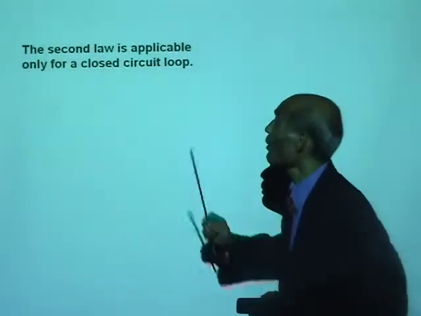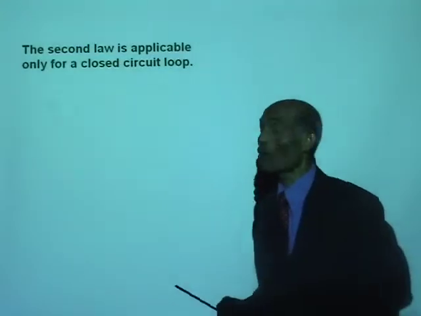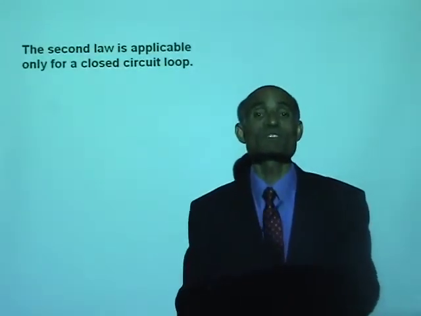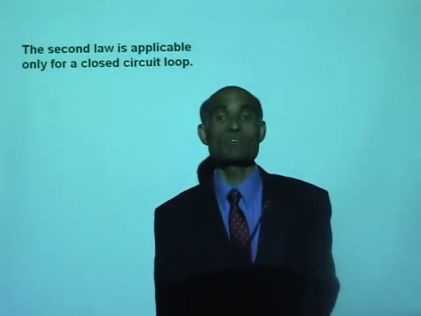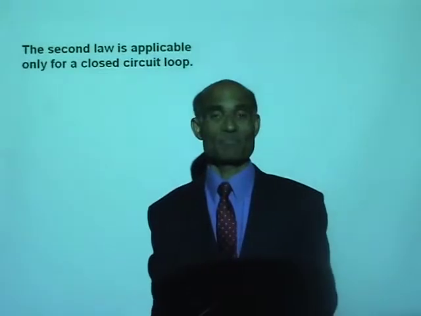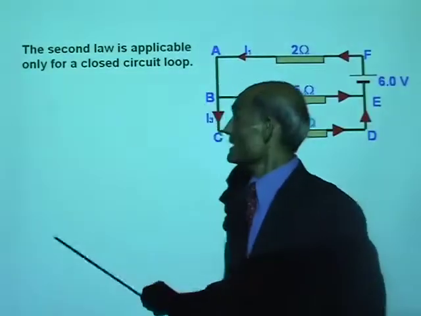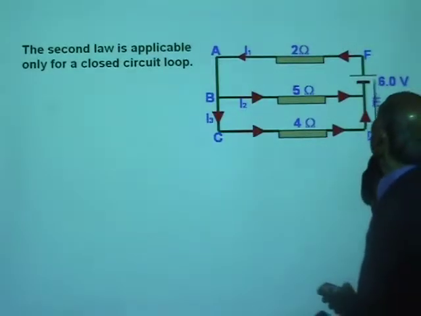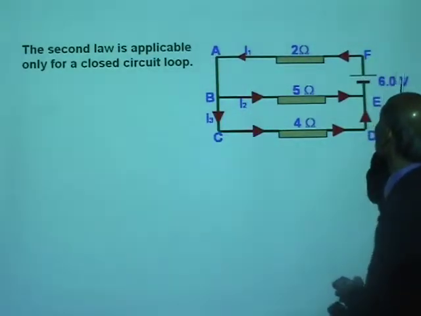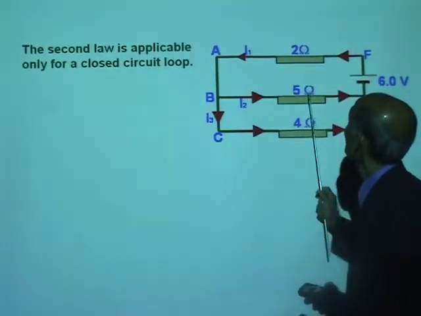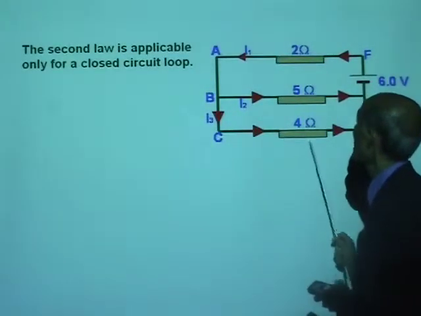The second law is applicable only for closed circuit loops. I want you to listen to that carefully. I'm going to give you the statement and I'm going to explain it. I gave you the statement. Well, here is a network of circuits. Now, there is a cell of 6 volt EMF, and this resistor is 2 ohm, there is a 5 ohm and a 4 ohm.